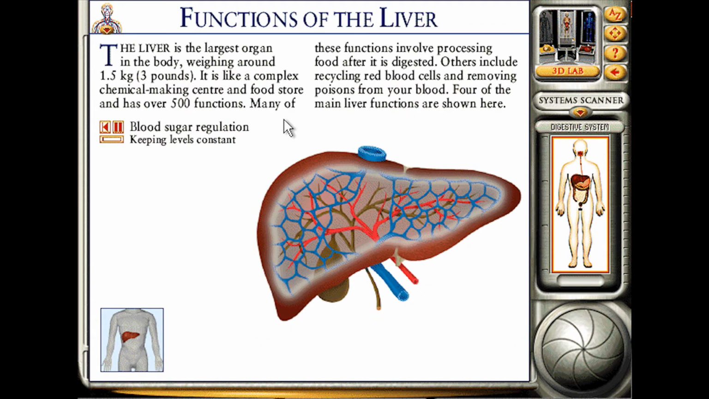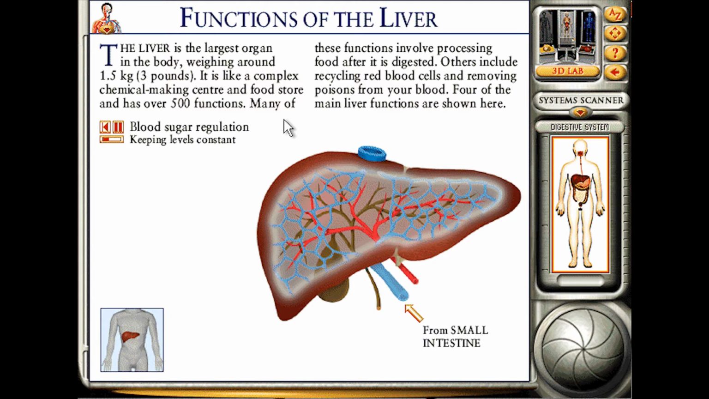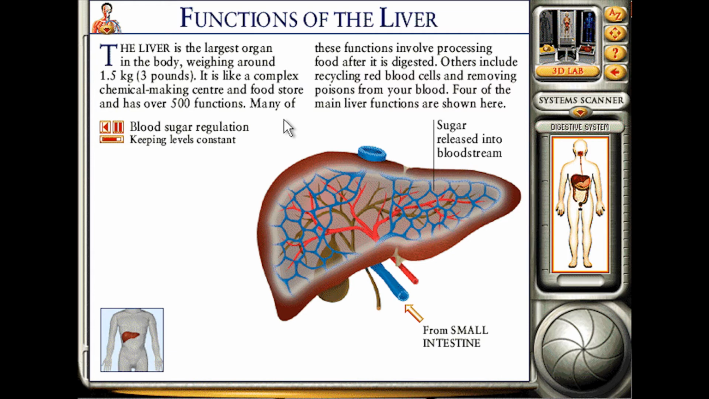The liver keeps the level of sugar in your blood constant. After blood reaches the liver from the small intestine, liver cells remove excess sugar and store it. If there is not enough sugar in your blood, the liver releases some from its store back into the bloodstream.